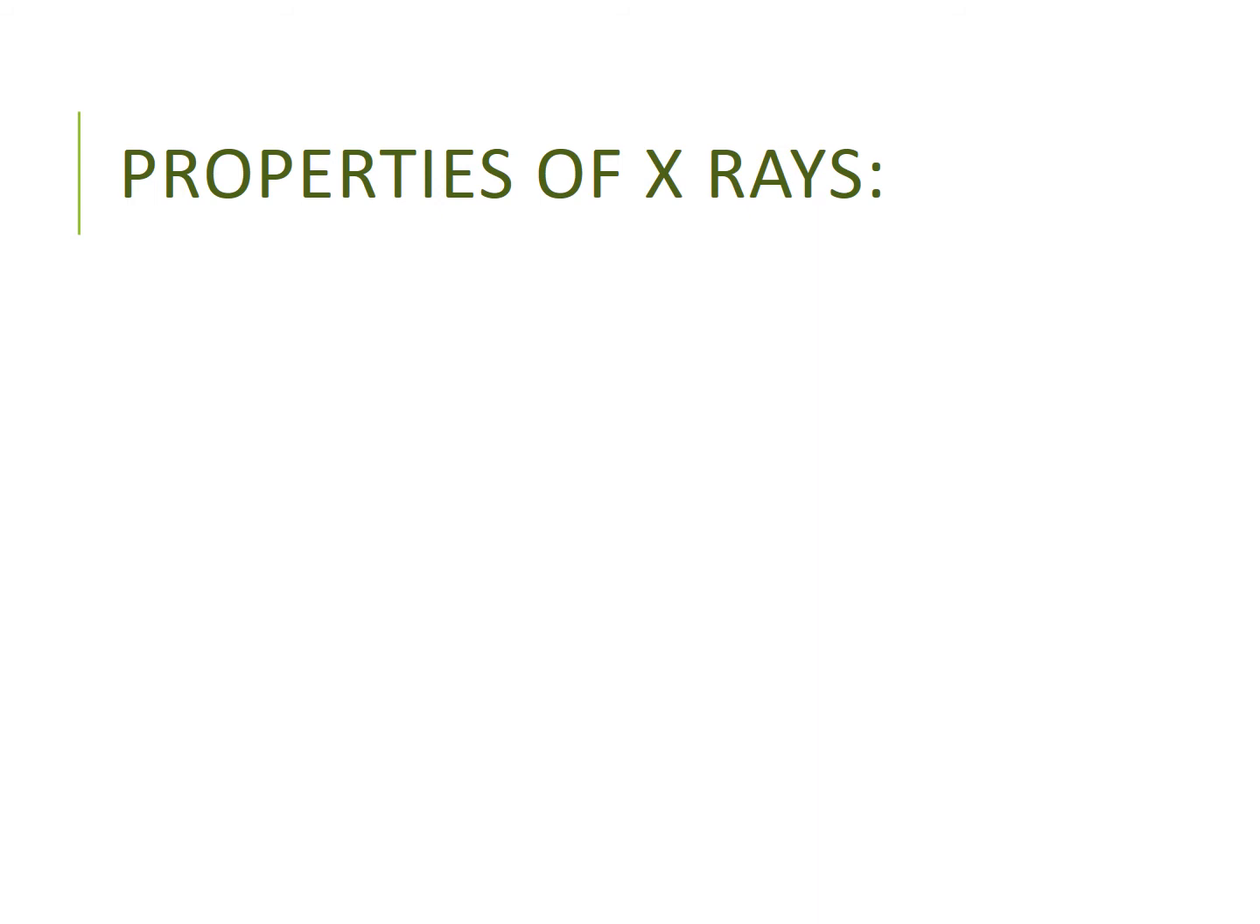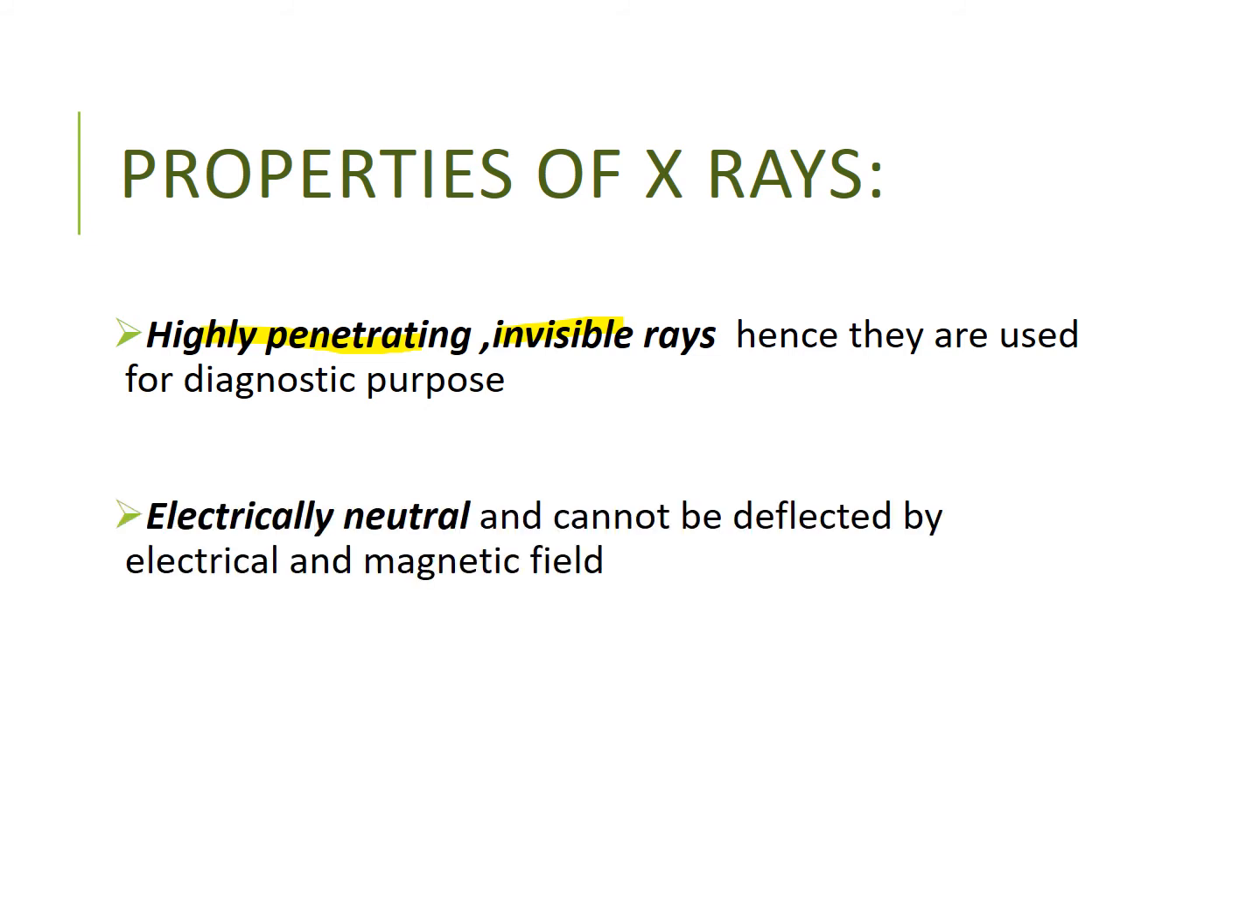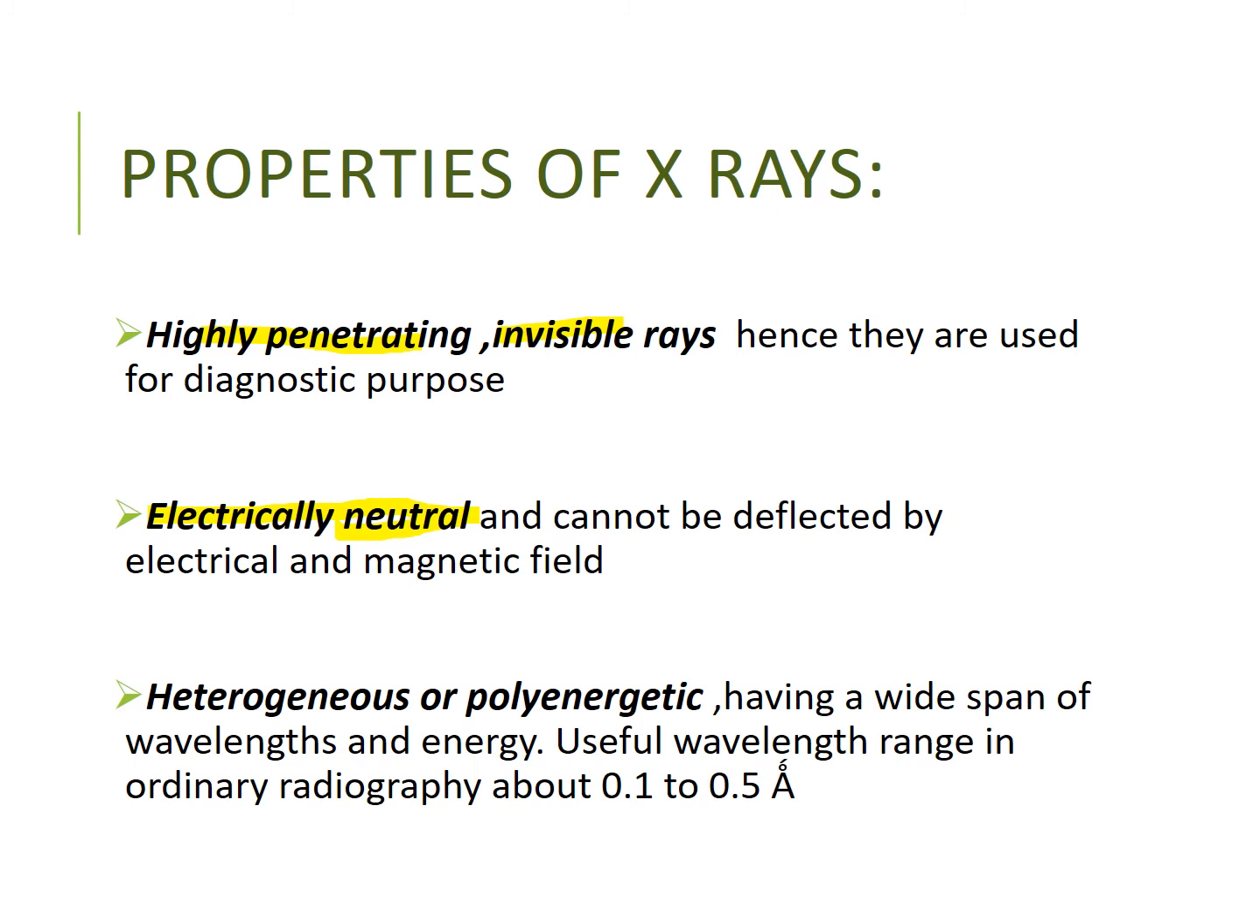Now we'll go on to the properties of X-rays. X-rays have a lot of properties, so we'll see some of them one by one. One is they are highly penetrating. They are invisible; we cannot see them with our eyes. Mainly they are used for diagnostic purposes. Then they are electrically neutral, that is, they don't have any charge, and they cannot be deflected by an electric or magnetic field.